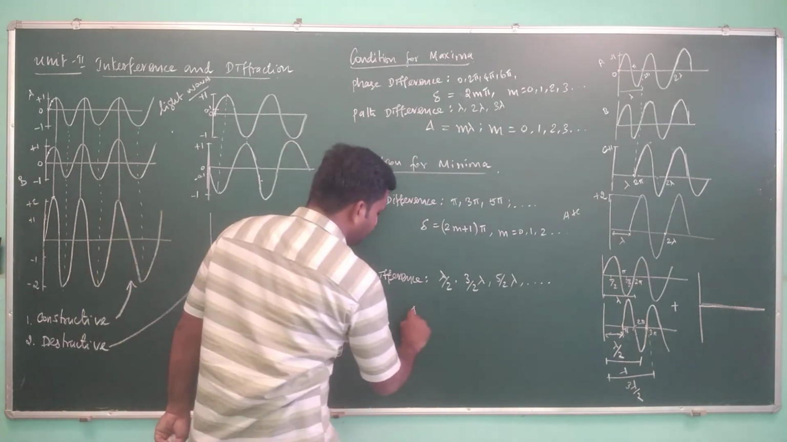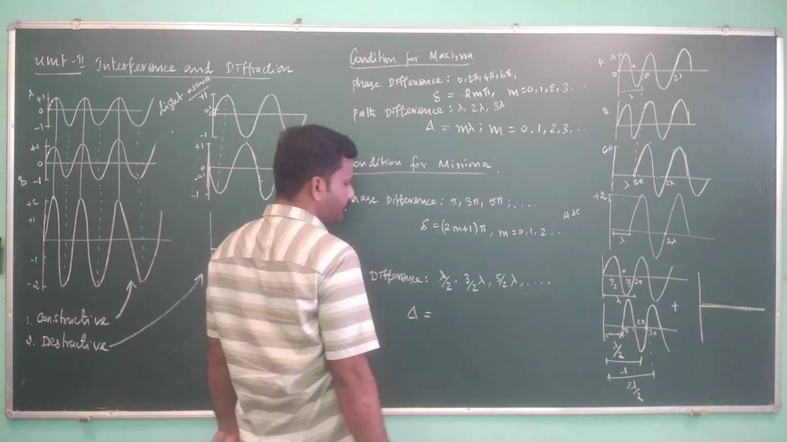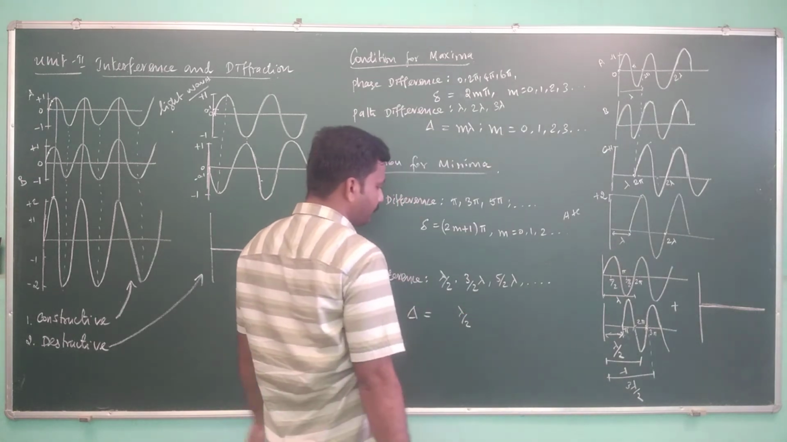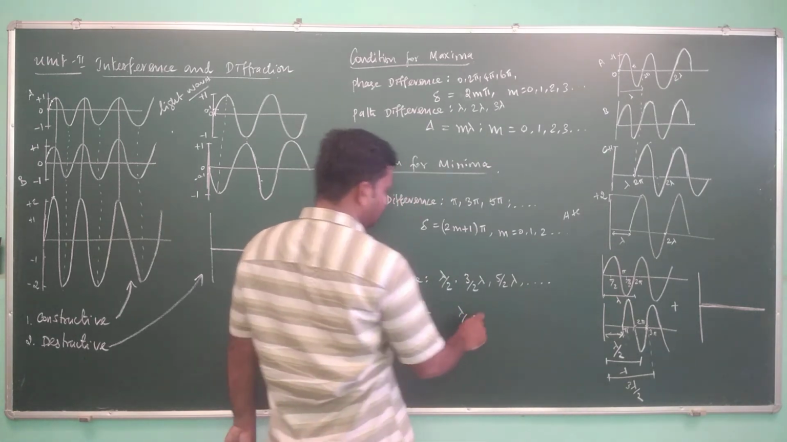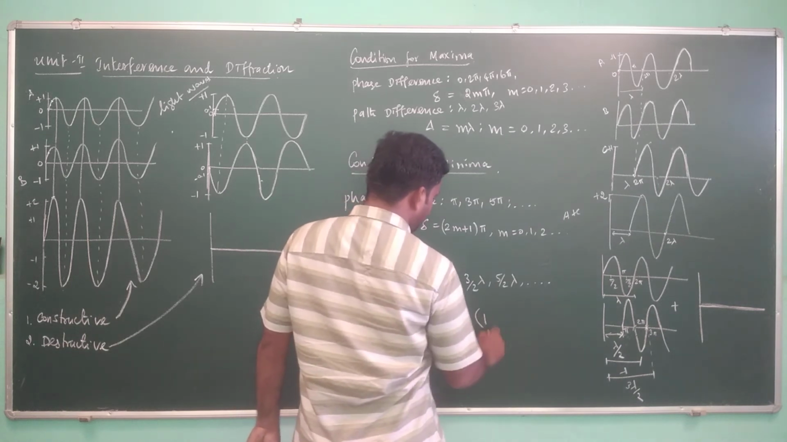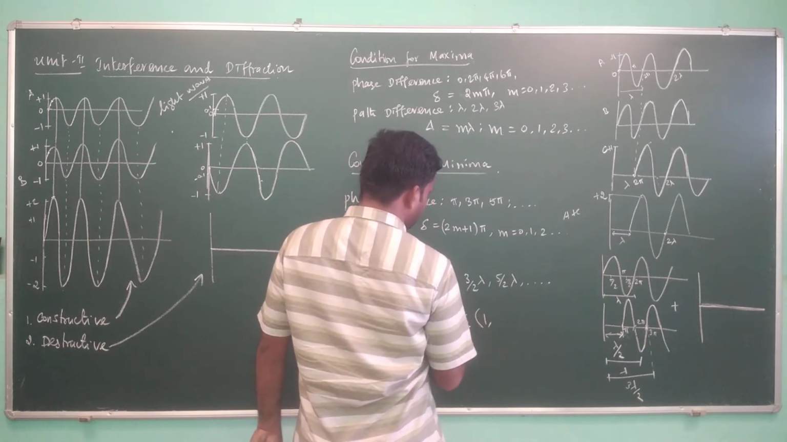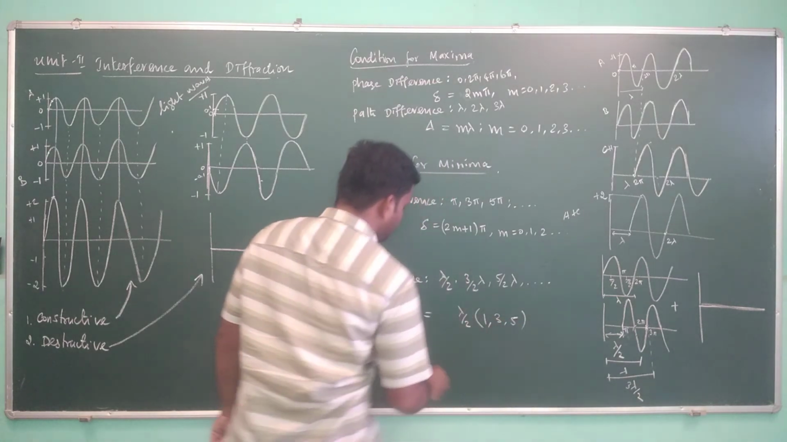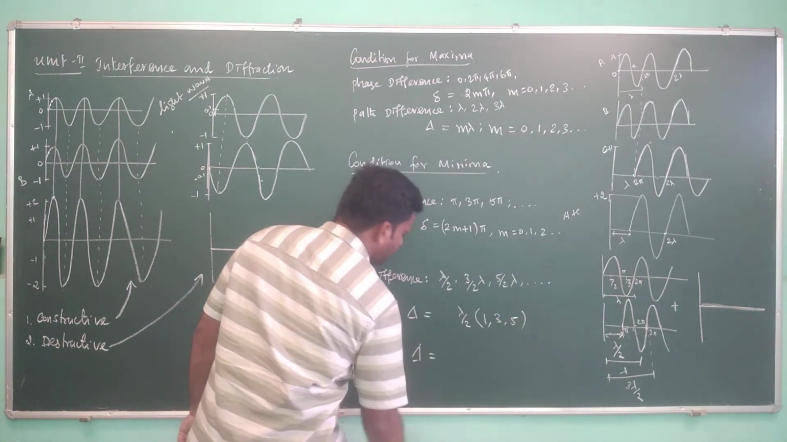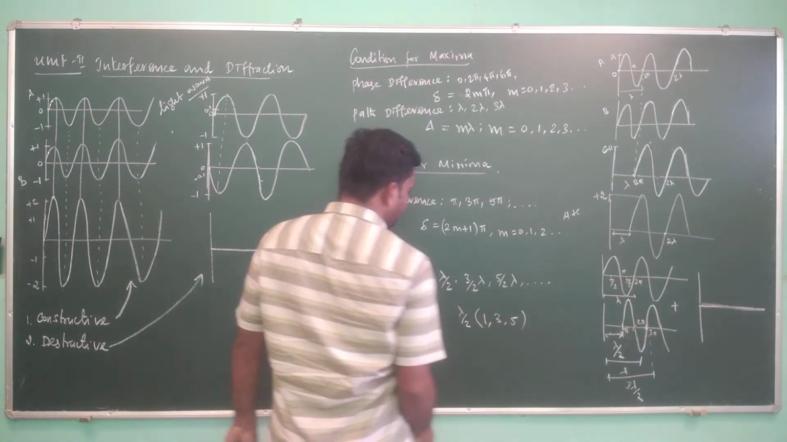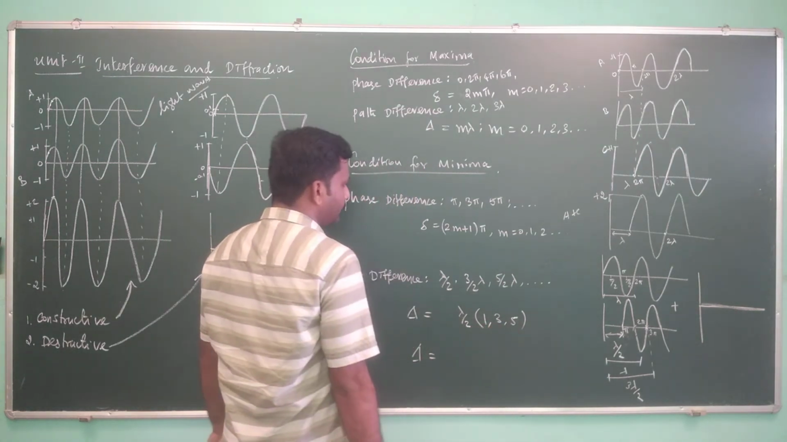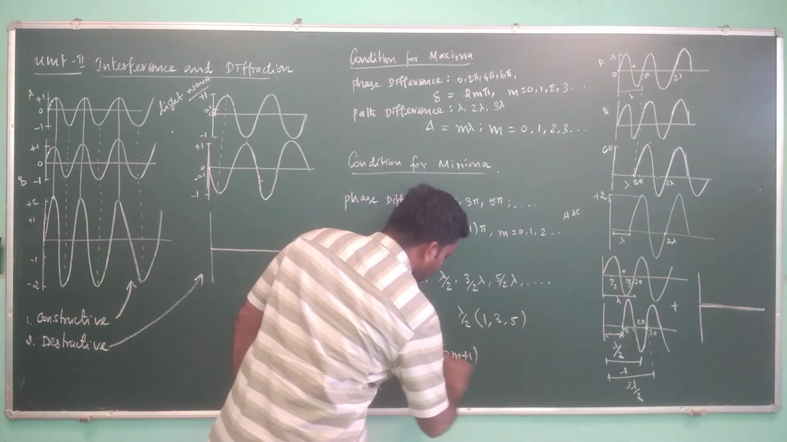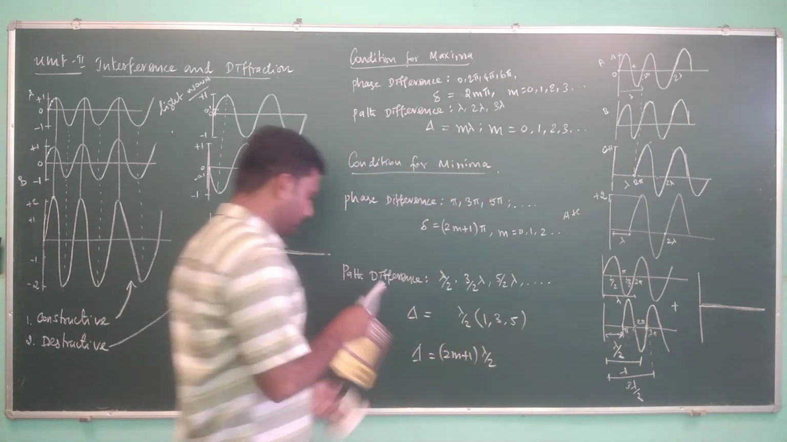So when the delta becomes, if you generalize this, in terms of lambda by 2, how can you write? This is 1 or this is 3 or 5, like this. So you can write delta, which is equal to, you should have 1, 3, 5, if you want to have, then 2m plus 1 lambda by 2.